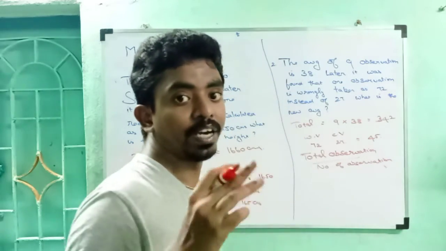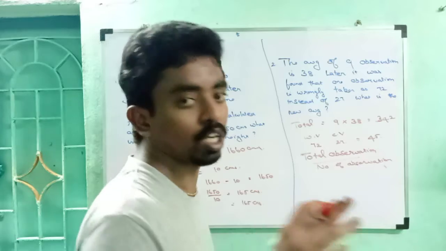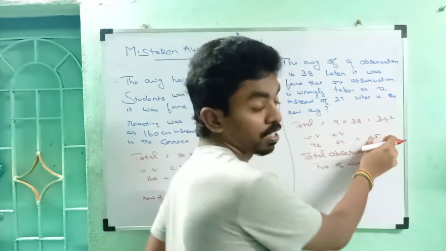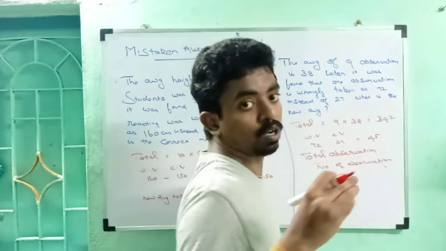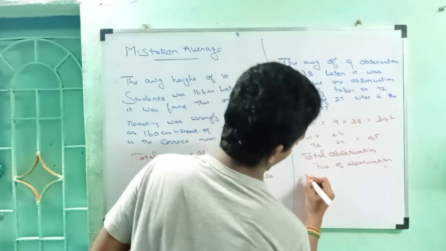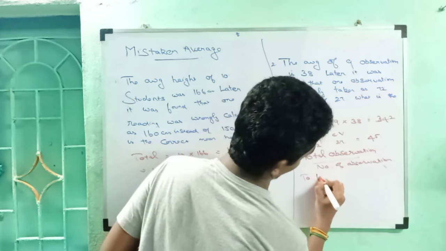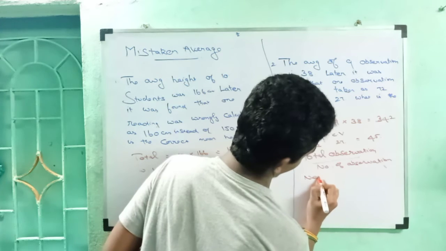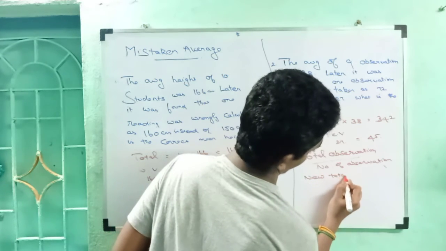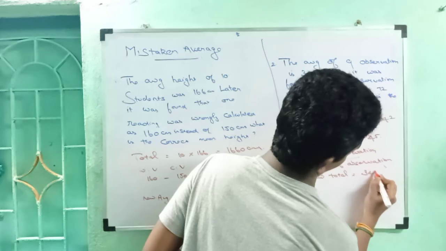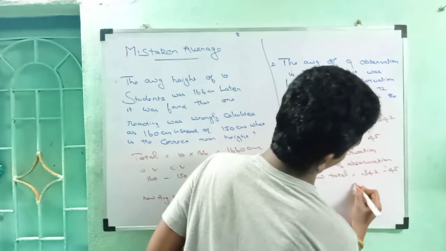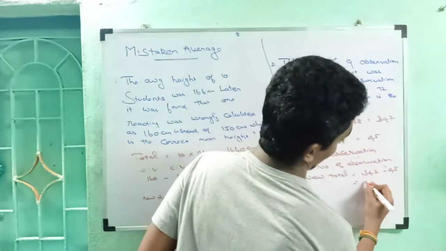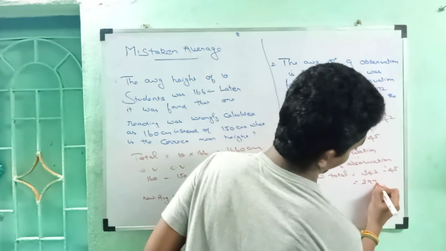For that, we have to find the new total. So new total is equal to 342 minus 45. To find the new total, we have to subtract these two values. So the answer will be 297.